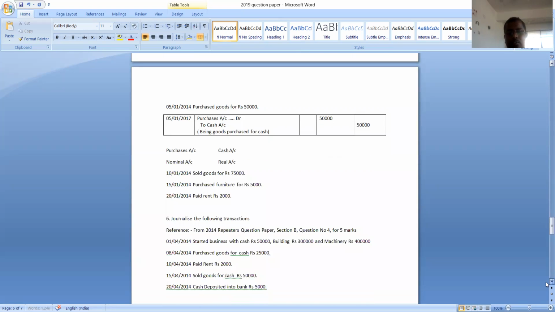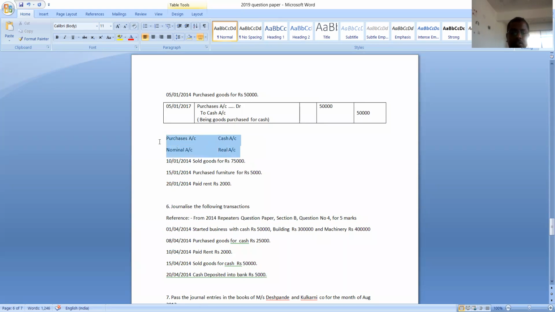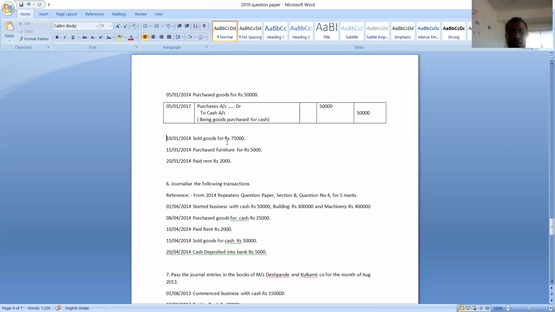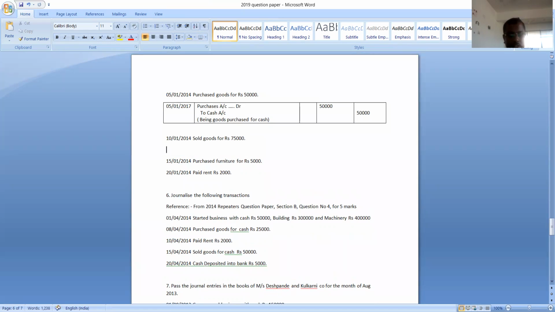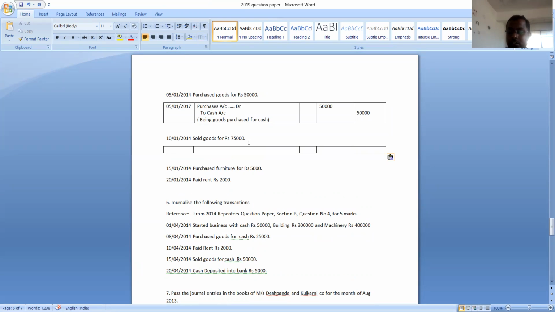Yeah, let us move to the next transaction. Three more transactions are there. I told you that there are totally five transactions, and for each transaction, you are going to get 1 mark. Without writing narration, your transaction will not be complete. So write narration also.